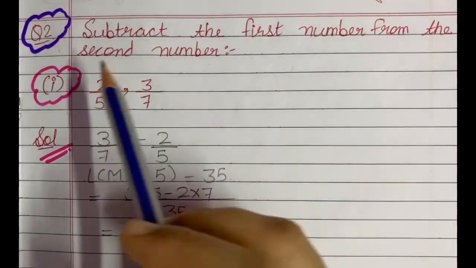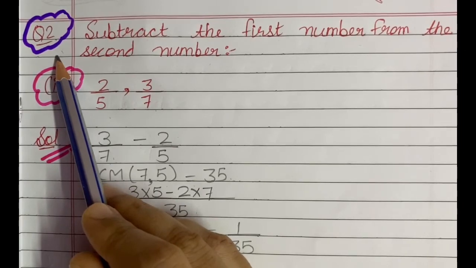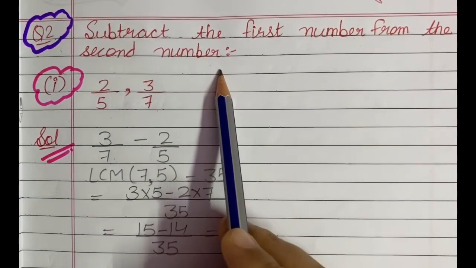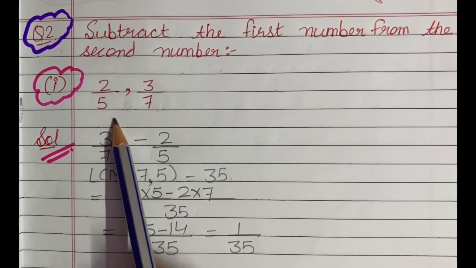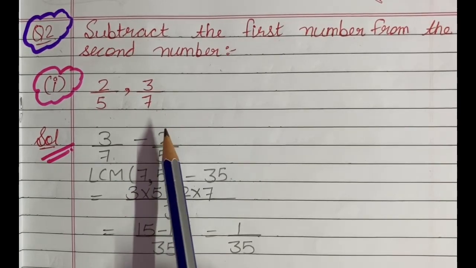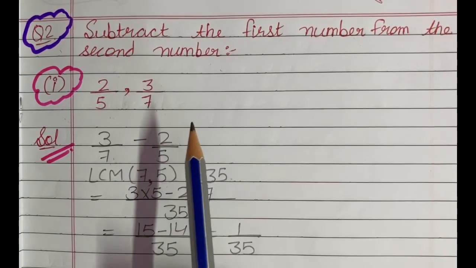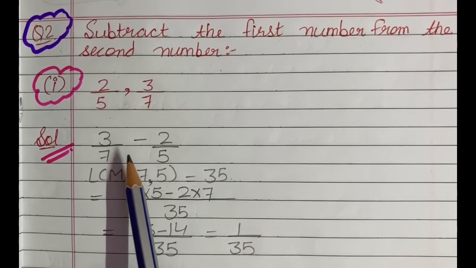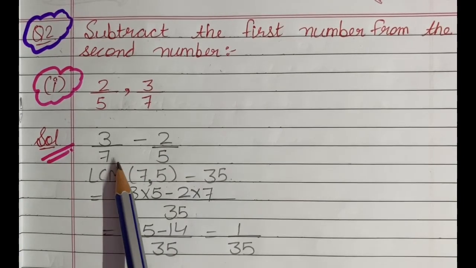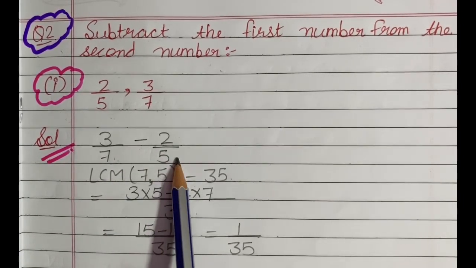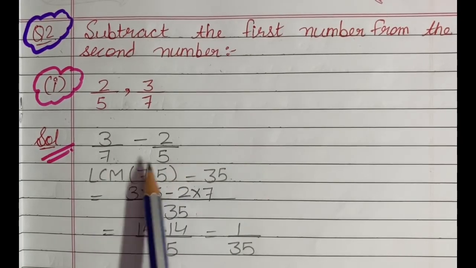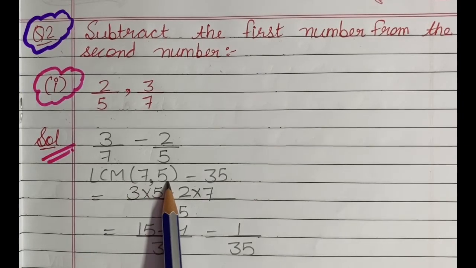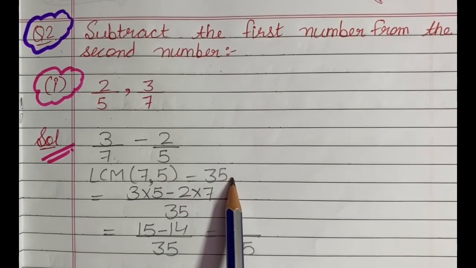Now students, next I have taken is question number 2, and question number 2 says subtract the first number from the second number, and the first part is 2 by 5, 3 by 7. Now students, since we want to subtract the first number from the second number, that means the second number will come at the first place and the first number will come at the second place, that is 3 by 7 minus 2 by 5. Now students, here the denominators are different, so we will find out the LCM of 7 and 5, and the LCM of 7 and 5 will be equal to 35.